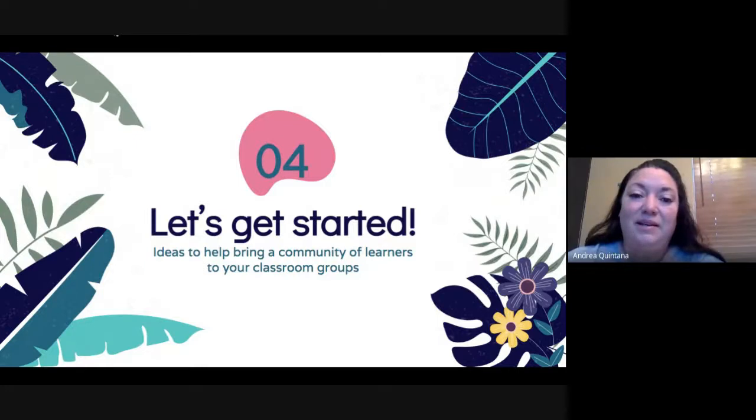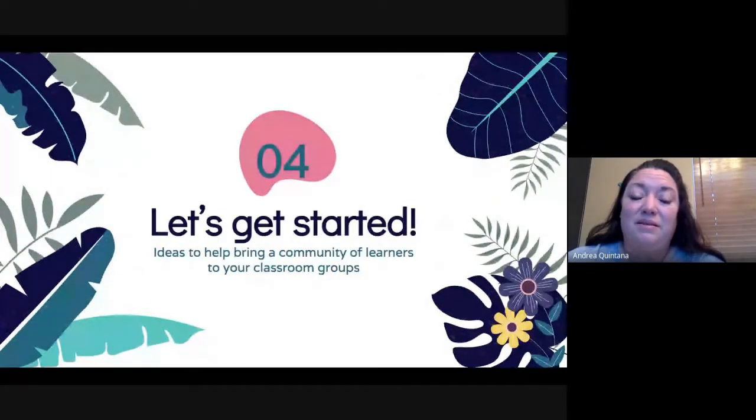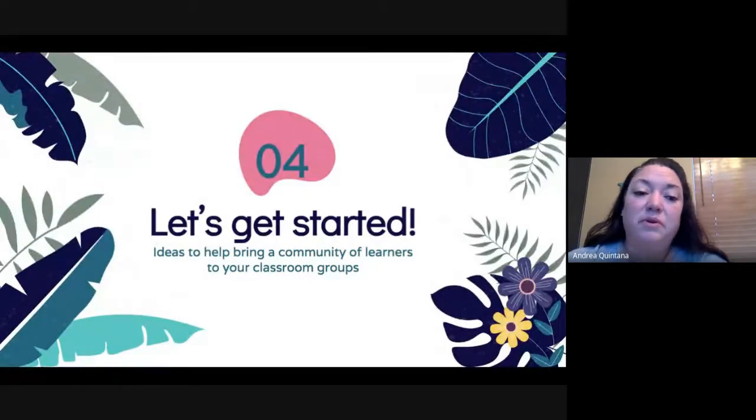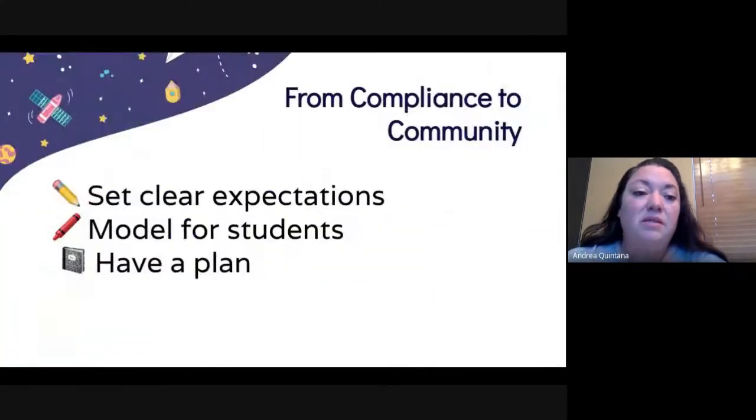All right. Now that we have the big ideas of small groups and differentiation, let's take some of these ideas and bring them to our community of learners to really help our classroom start to thrive. The first thing to consider is moving away from compliance and moving towards a community. Really making sure that we have clear expectations for our students, that they know why they're doing small groups. They're not doing small groups to make me happy. They're doing small groups to make their learning needs met.